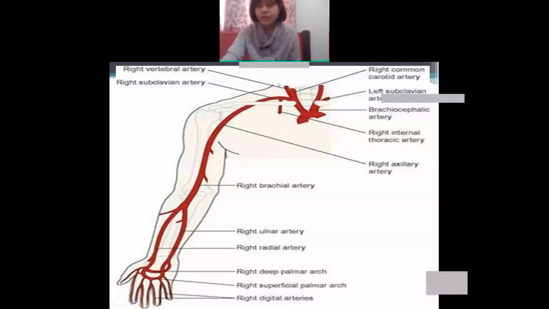I mean it runs upwards, this towards your brain. And this internal thoracic artery, that is this one, and the artery, they go and supply in your chest portion, that is the breast portion and the thoracic cavity, means all this portion, not thorax. This is known as thorax.